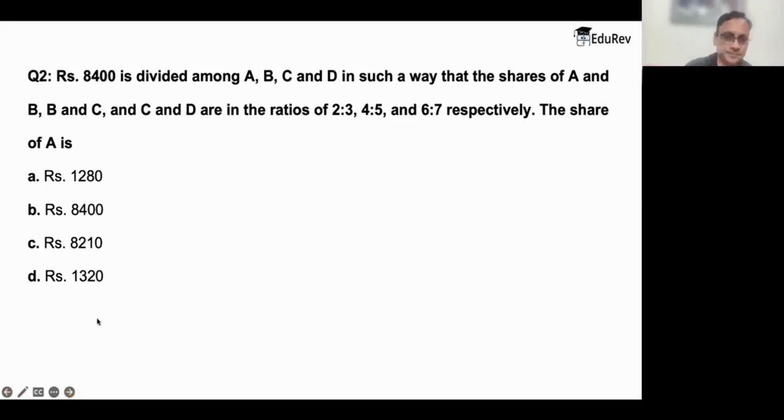Welcome to the next class on ratio and proportion. In the previous class, we discussed some core concepts of ratio. What is ratio? How is ratio calculated? How do you calculate multiple ratios? How do you find the value of the constant? And how do you answer some simple questions?